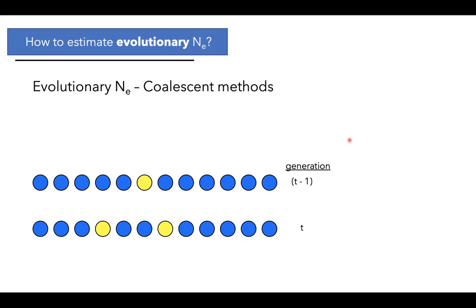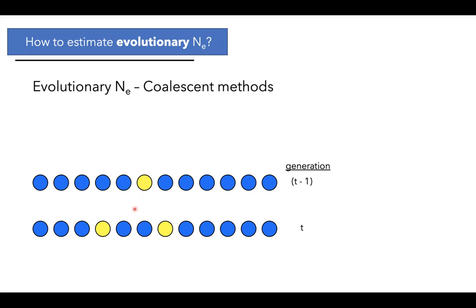Okay, so we have here just a schematic of a very small population. This is like 6 diploid individuals or 12 alleles. And we're looking at some point in time, generation T, we'll call it. And we have these 2 yellow alleles in this population. What we want to know is what is the probability that these 2 yellow alleles in generation T came from the same parent allele in the previous generation, generation T minus 1.